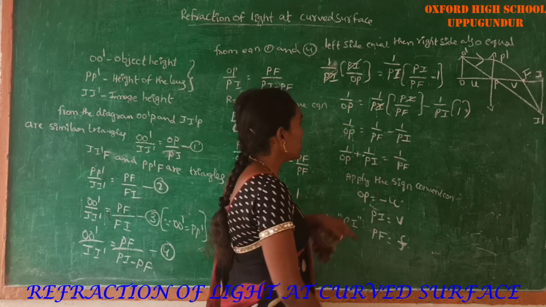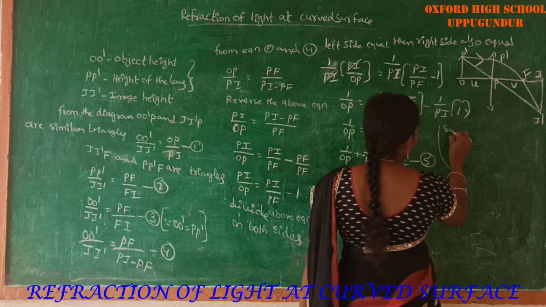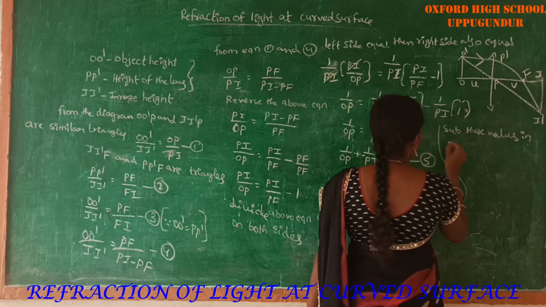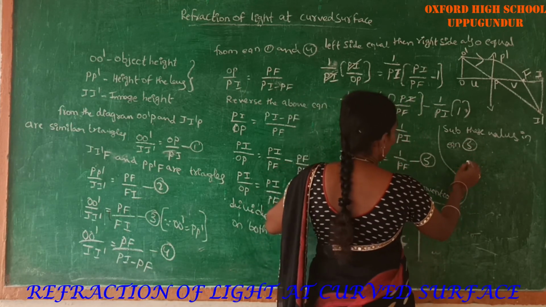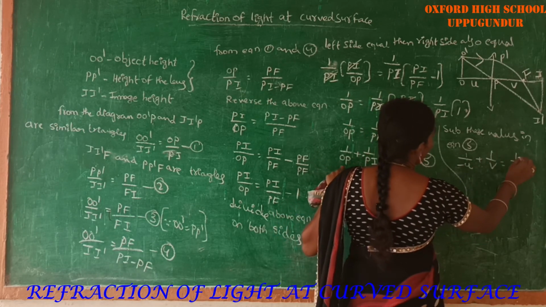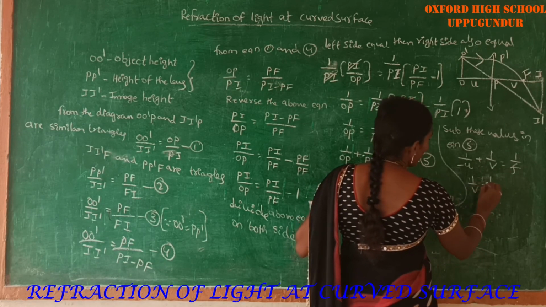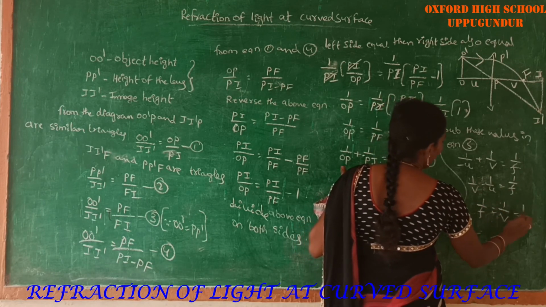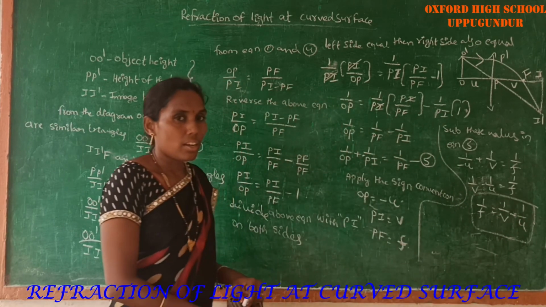Substitute these values in equation number 5. Then equation number 5 should be written as 1 by minus u plus 1 by v is equal to 1 by f. Here 1 by v minus 1 by u is equal to 1 by f. Here 1 by f is equal to 1 by v minus 1 by u. This is the lens formula.